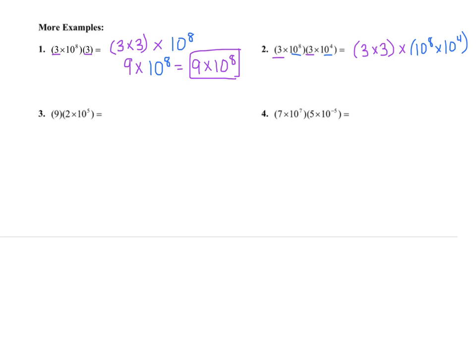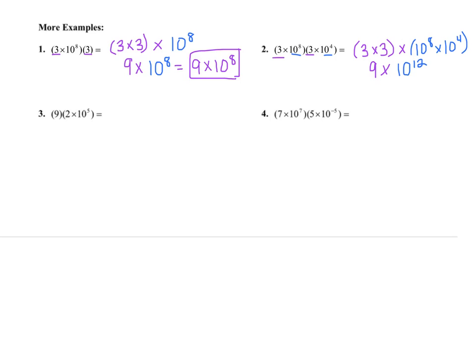All right, next step, you want to multiply your numbers. So 3 times 3 is 9. And then you're going to times that by 10 to the 8th power times 10 to the 4th power. You want to add your exponents here. So 4 plus 8 is 12. So it gives you times 10 to the 12th power.